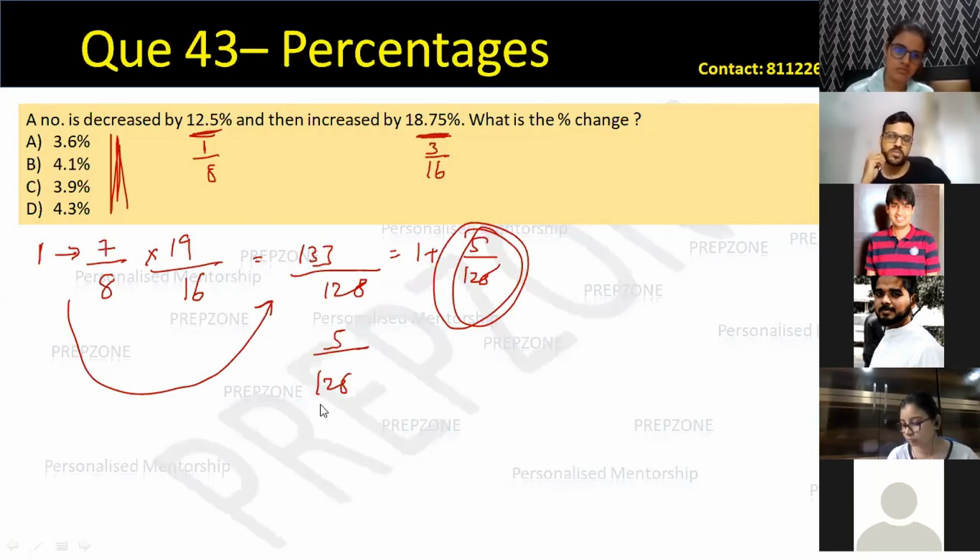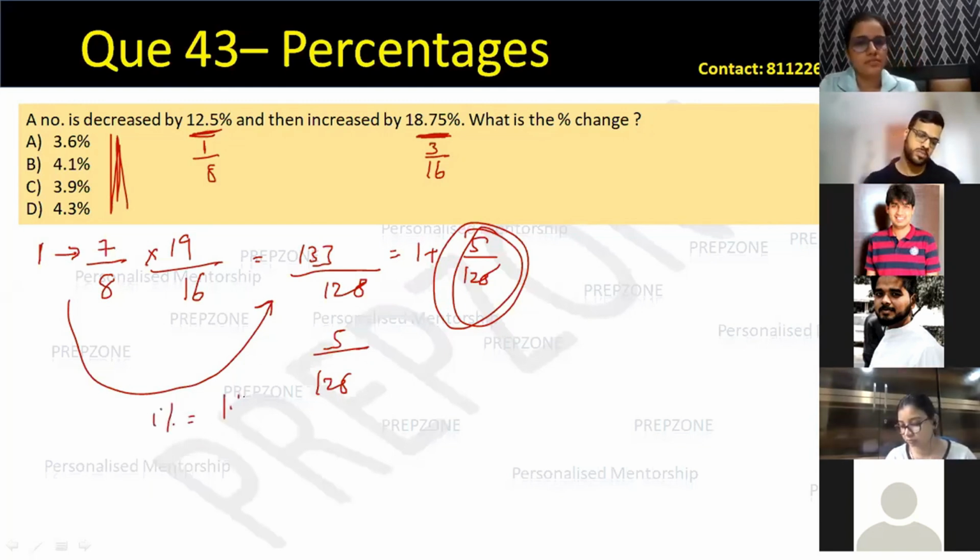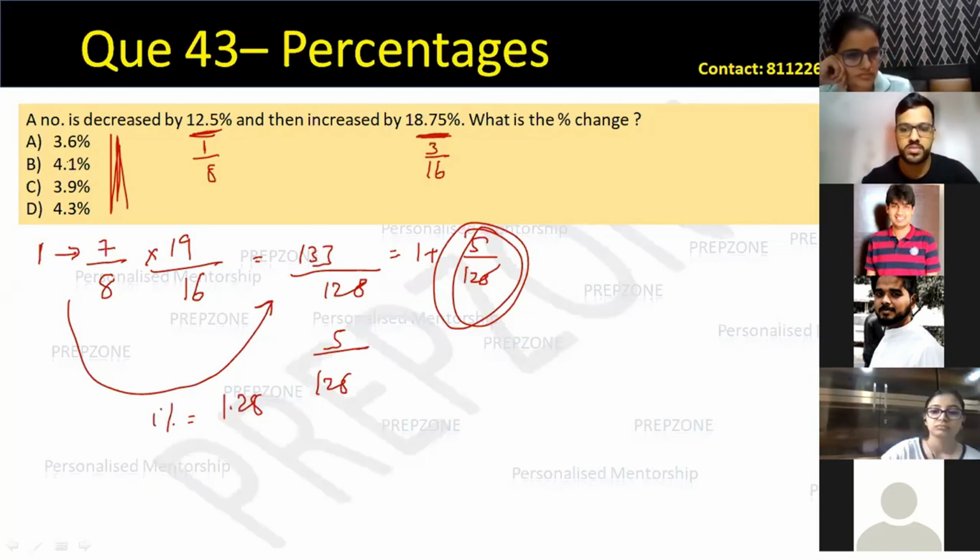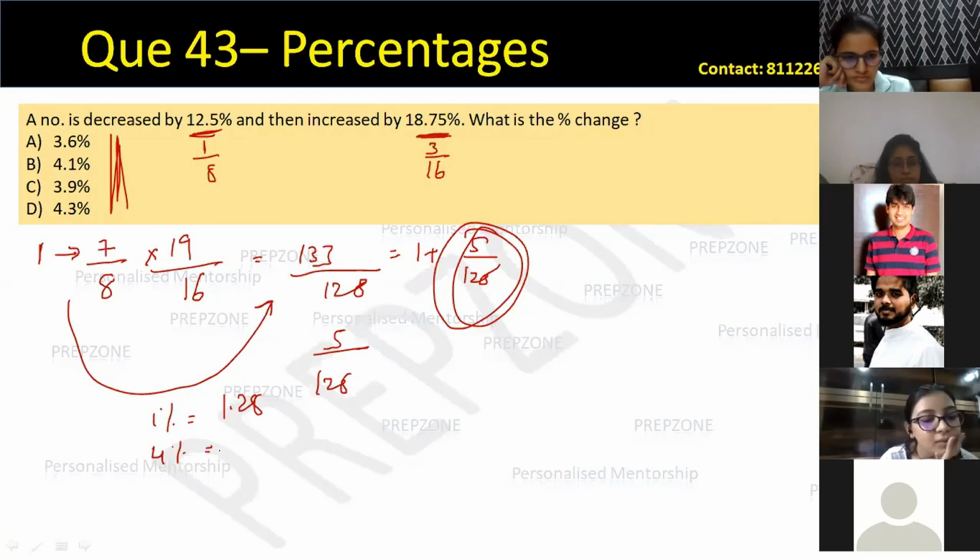Okay. So what you do is, see, what is 1% of 120? It is 1.28. And you can see all the numbers are either 4% plus something or 4% minus something. So if 1% is 1.28, what will be 4%? 128 into 4 is how much? 512. This should be remembered. 128, 256, 512, 1024, 2048, right? 4096. So this is 5.12.